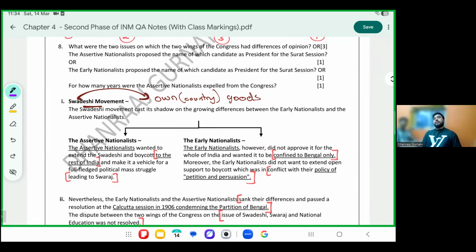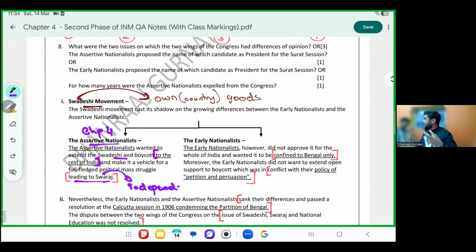So the aim was, let's see, assertive nationalist. These are the chapter 4 leaders which you are going to learn in this chapter. Not learned anybody up till now. No one has learned anybody up till now. Chapter 4 leaders said that they wanted Swadeshi and boycott to be taken to the rest of India, which will help them get Swaraj. Swaraj means independence.